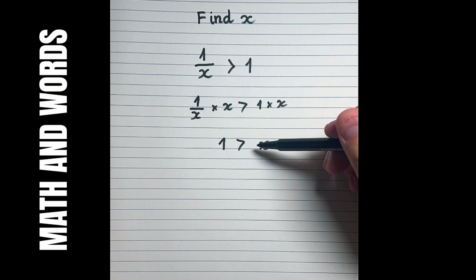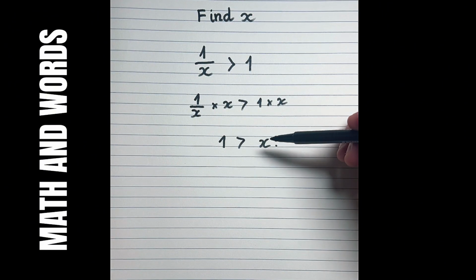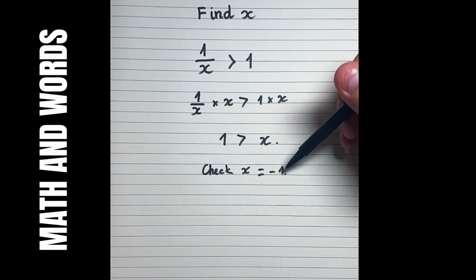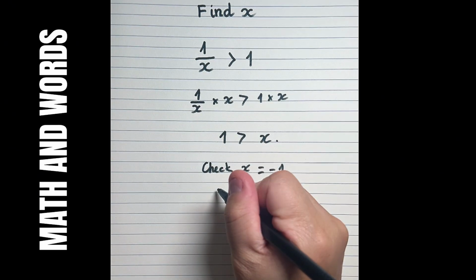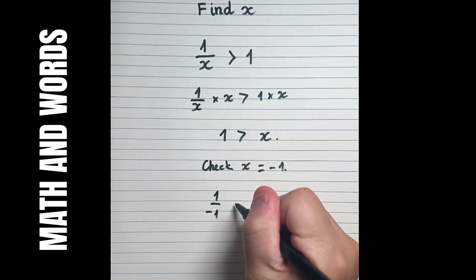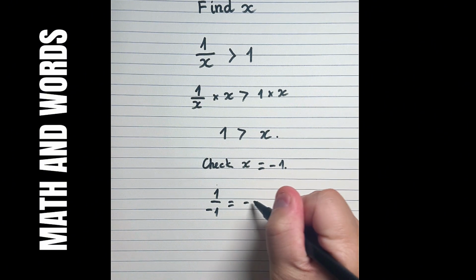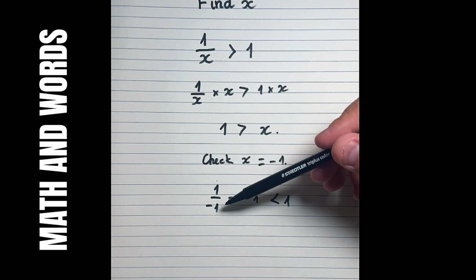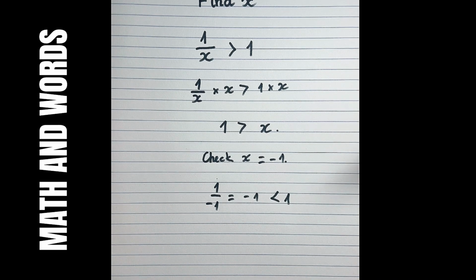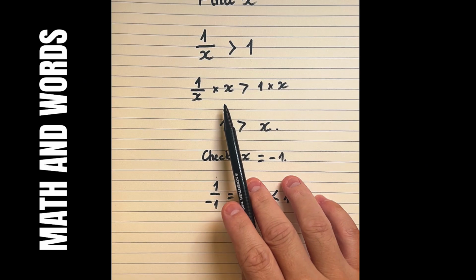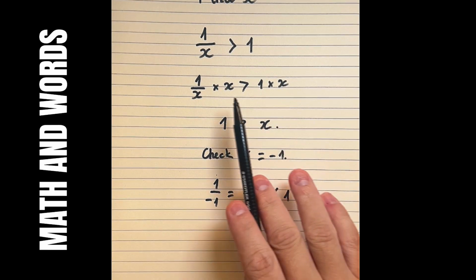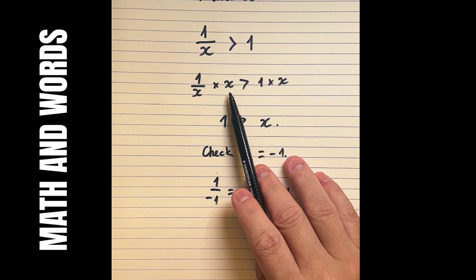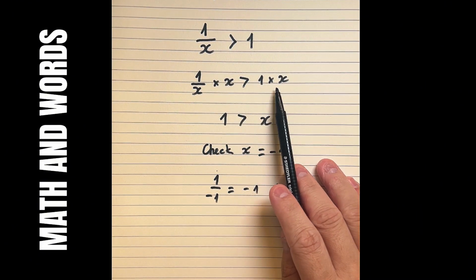I'm going to sub x equal to -1 because -1 is less than 1. So when I sub -1 in here, I will have 1 over -1, and that will be equal to -1, and -1 is less than 1. 1 divided by -1 is less than 1. So where is the problem here? We times x to both sides. We don't even know if x is positive or x is negative.